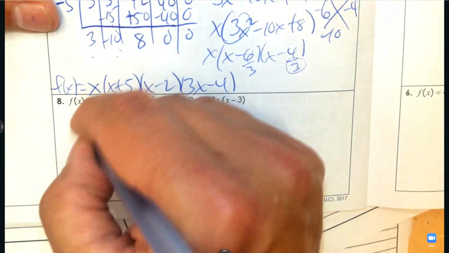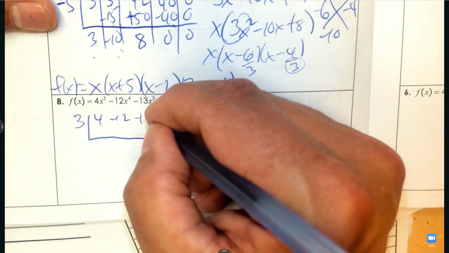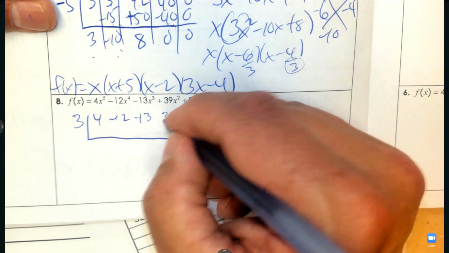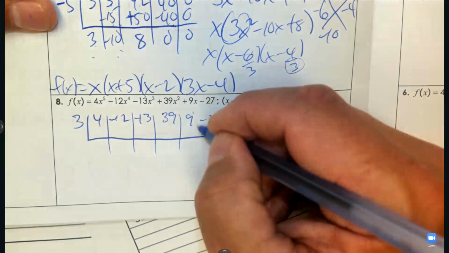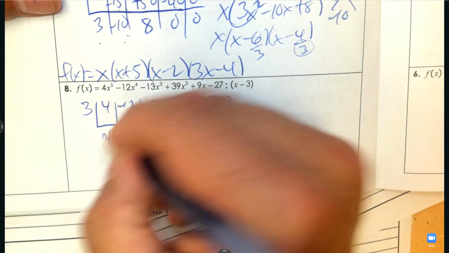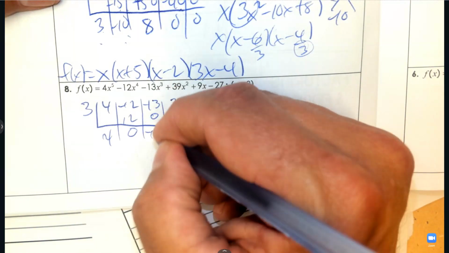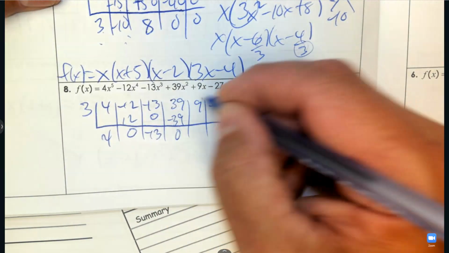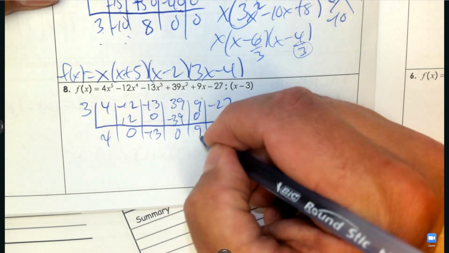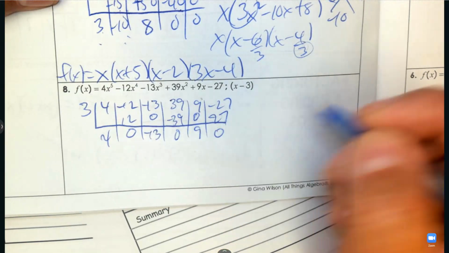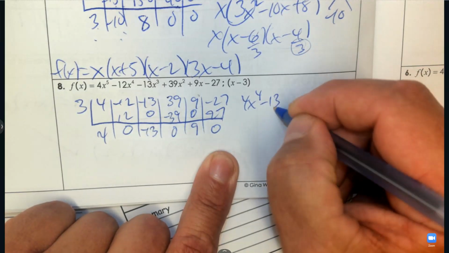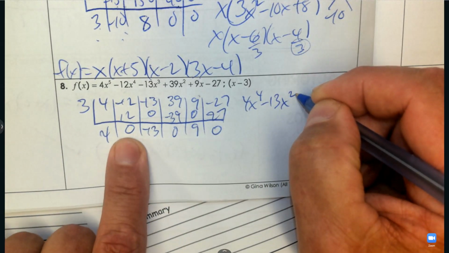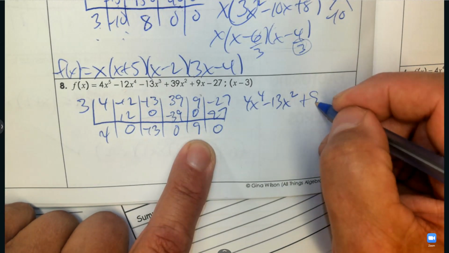So positive 3. We have 4, negative 12, negative 13. Oh boy, 39, and 9, and negative 27. Let's see where this leads. So we have 4, and then 12, and then 0, negative 13, negative 39, 0. 0, 9, and 27. So there we go. So we have 4x to the 4th minus 13x squared. There's no x cubed, no x's, and then plus 9.